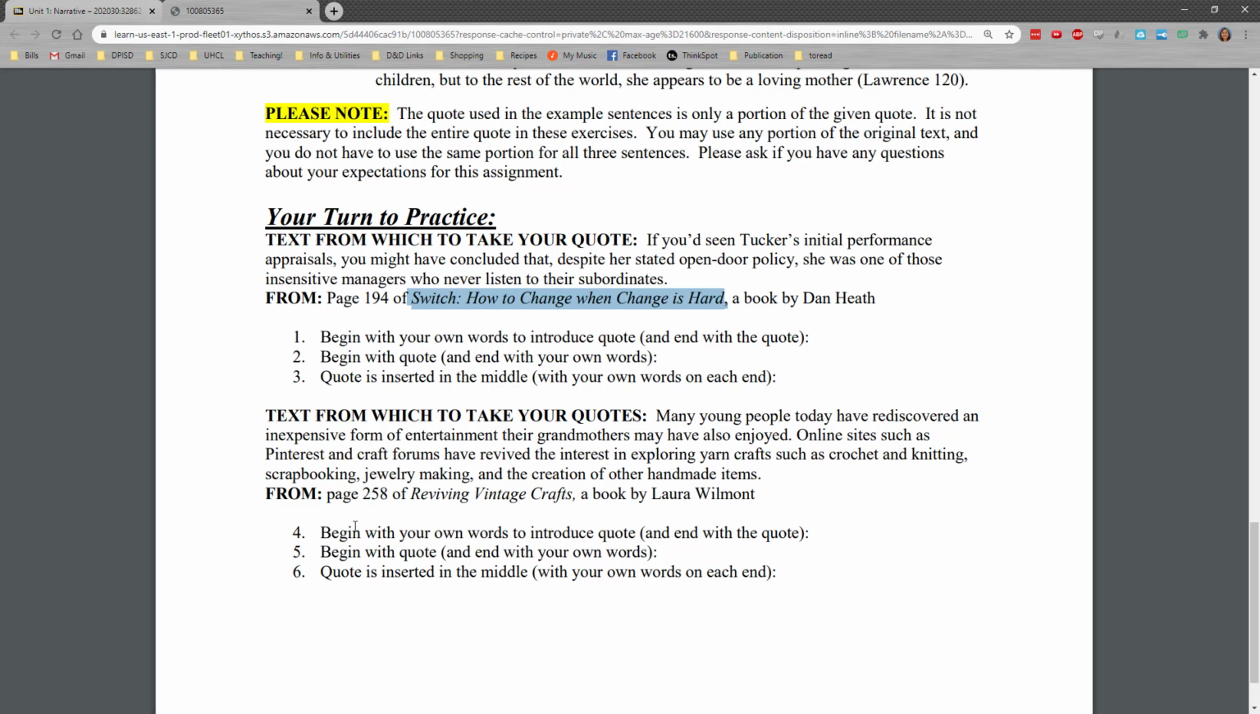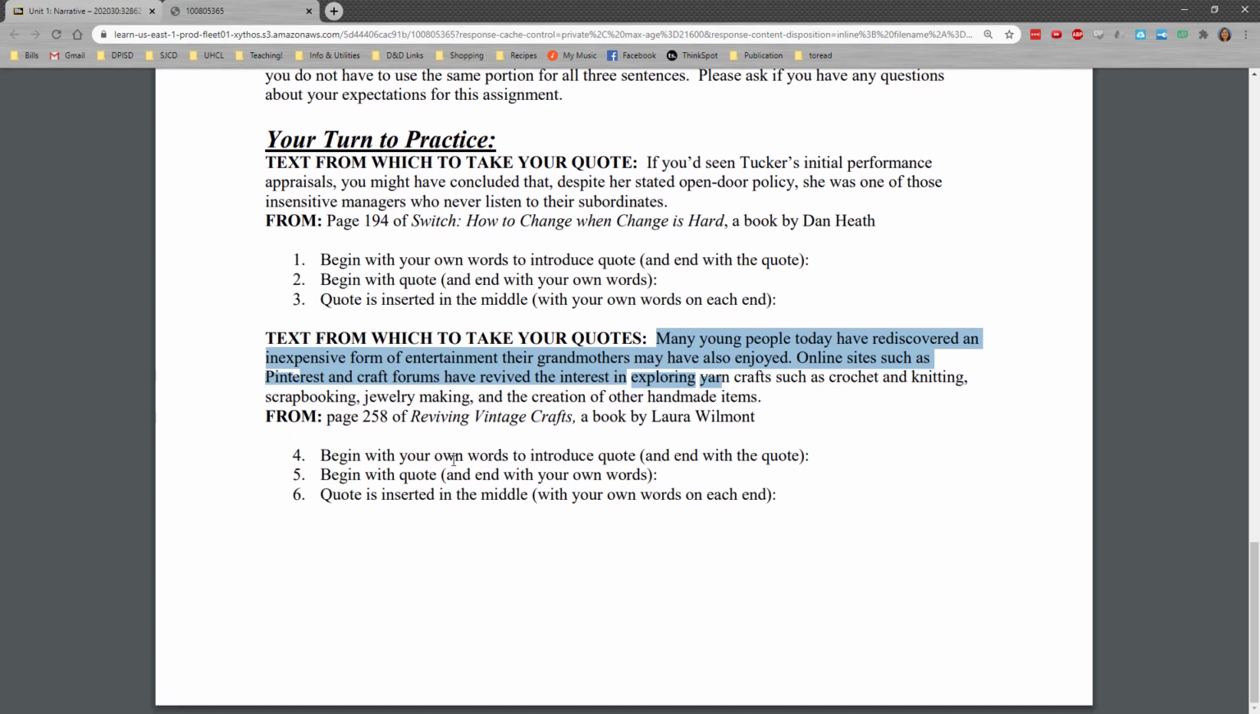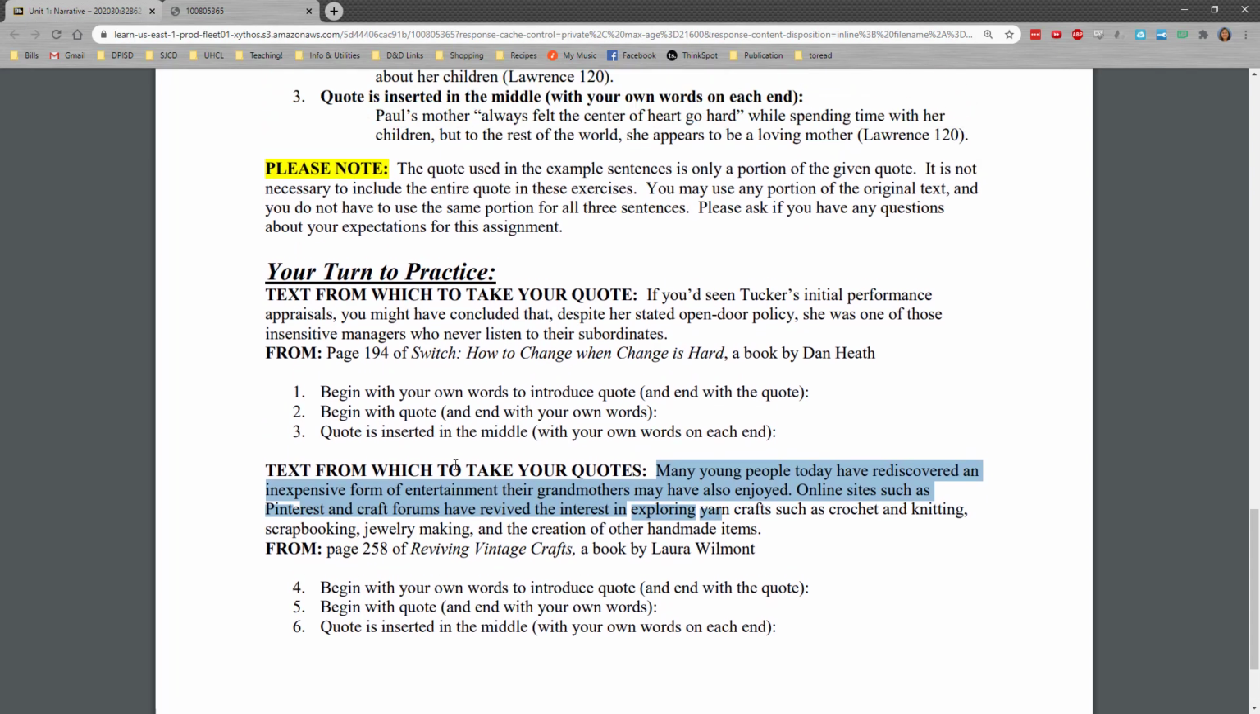So once again, you will begin with your own words with a piece of this somewhere out of it. You will begin with the quote, and then you will have your quote in the middle. Once again, please ask if you don't understand, but that's the basic expectation, is just write me 6 sentences. You can do it. I know you can.